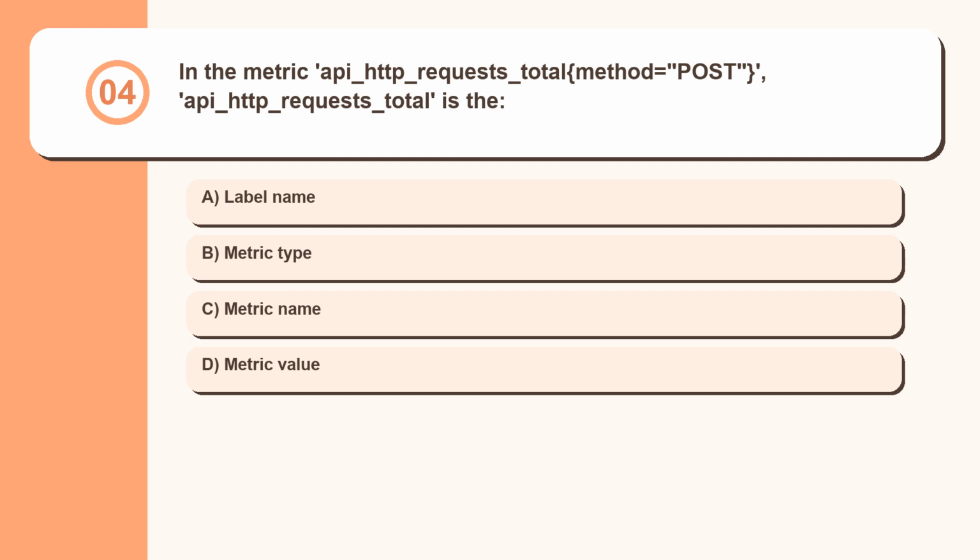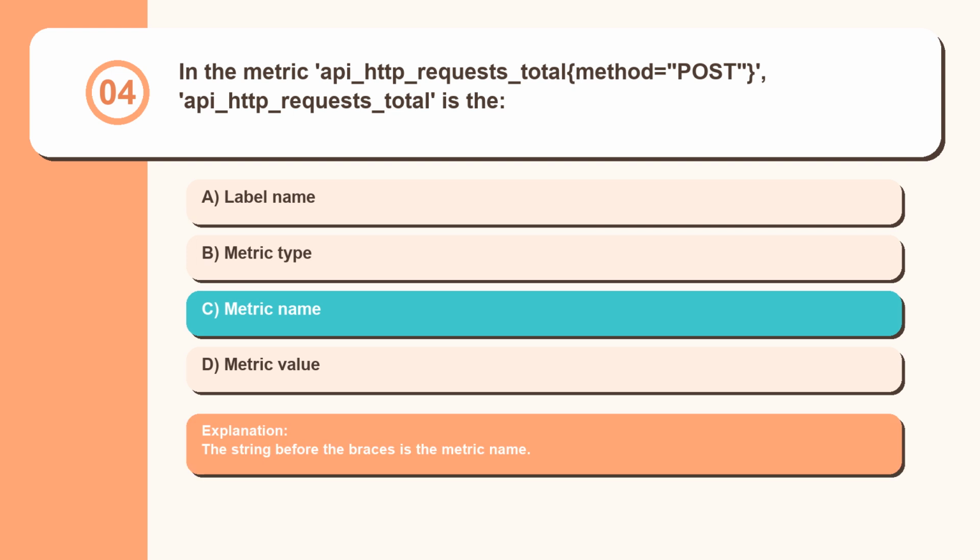Question 4. In the metric api_http_requests_total{method="post"}, api_http_requests_total is the label name, metric type, metric name, metric value. The string before the braces is the metric name.